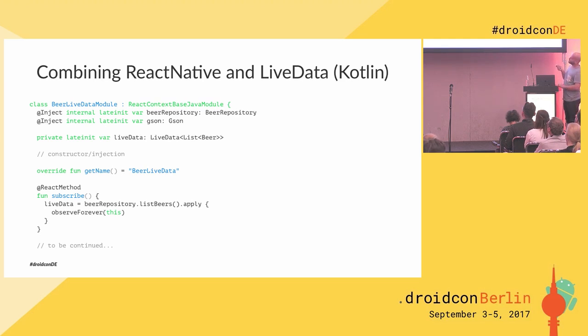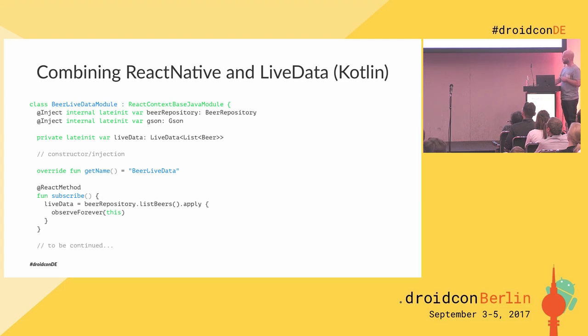And yeah, injecting some stuff. We've got a repository and some JSON, or an instance of JSON, and LiveData, which in this case is just going to give you a list of beers. I don't know, popular beers or something. And I've omitted kind of the non-React stuff. You have to override this getName function, which is the name that you're going to expose this as on the JavaScript side. And this ReactMethod is a method you're going to expose on the JavaScript side. So when you call this, it's just going to observe this LiveData until you tell it not to.